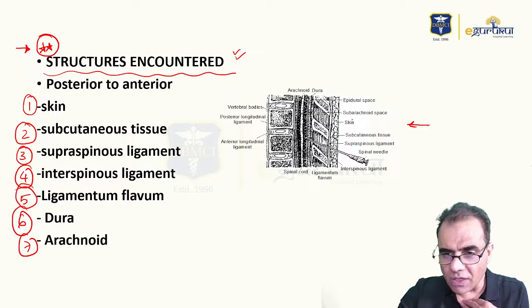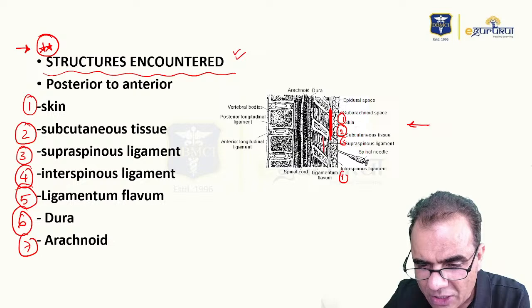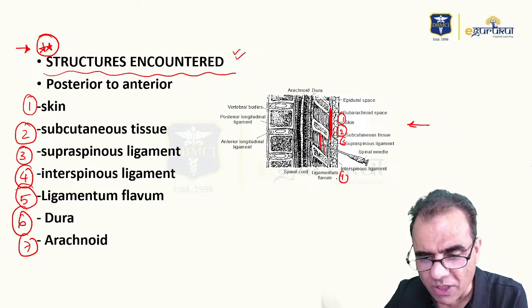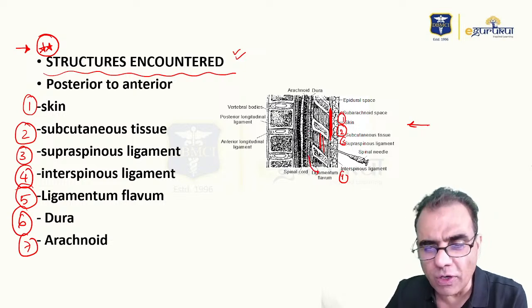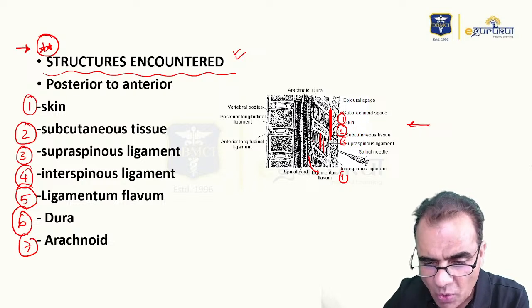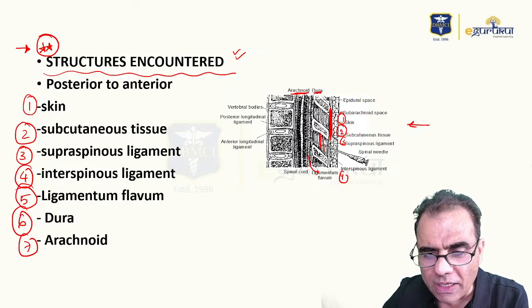So first to encounter is skin, then subcutaneous tissue, then the supraspinous ligament. This is the supraspinous ligament connecting the tip of spinous processes. Then is the interspinous ligament, which connects the spinous processes, and then is the ligamentum flavum. This is ligamentum flavum, which is also called the yellow ligament. And then after ligamentum flavum, this is the dura, and almost adherent to the dura is the arachnoid.